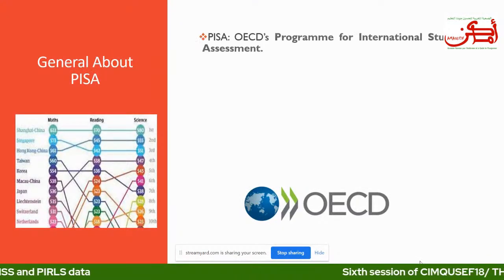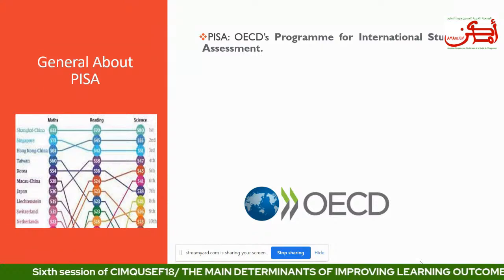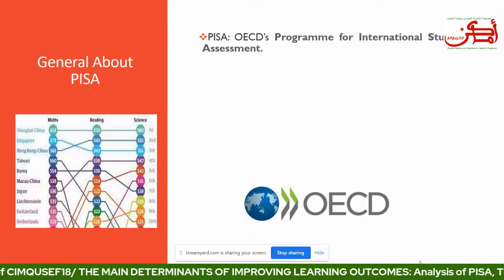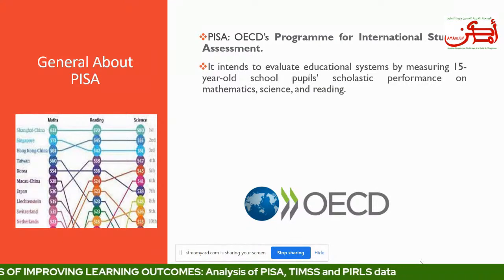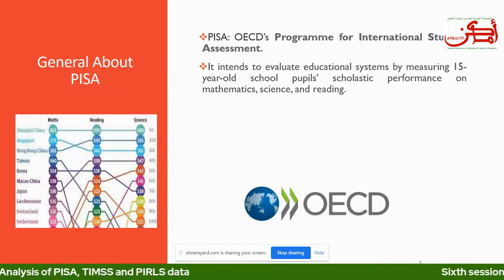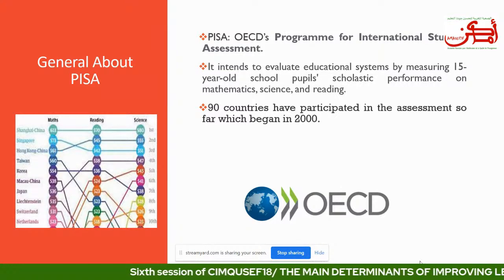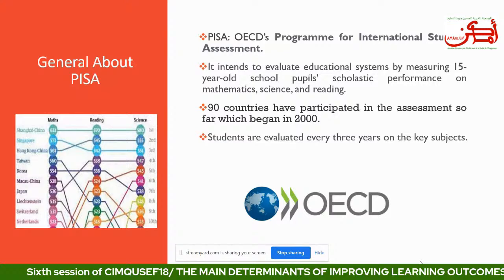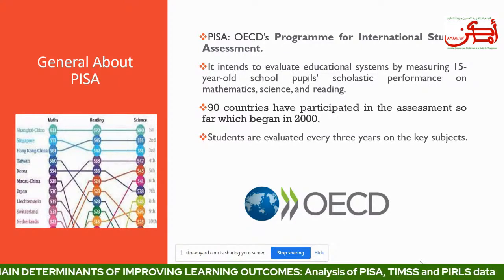So, if I talk generally about PISA, PISA is an organization. It is a part of OECD, the Organization for Economic Cooperation and Development. It is a program for international student assessment where students are assessed, mainly the 15-year-old students. They are assessed on their performance on different disciplines, for example, mathematics, science, and reading. And 90 countries so far have participated in the assessment, which began first in 2000. And students are evaluated every 3 years on these key subjects.